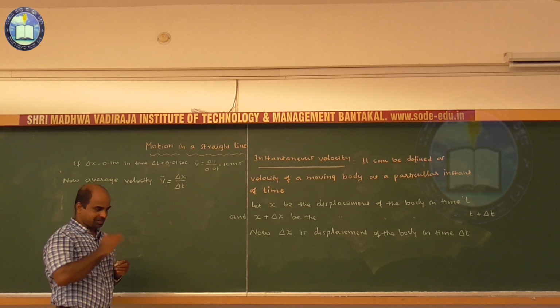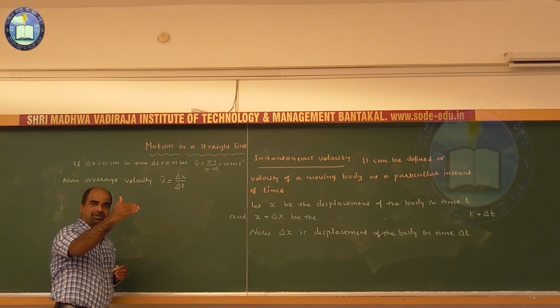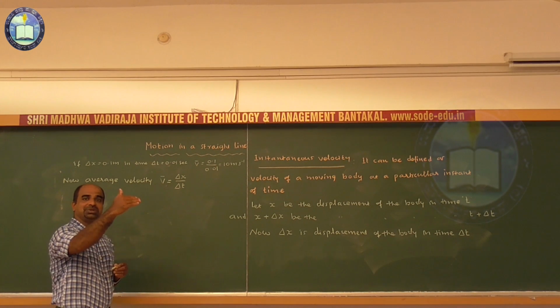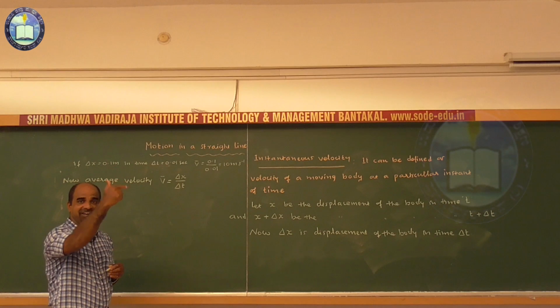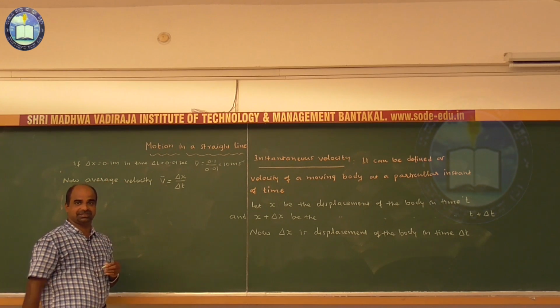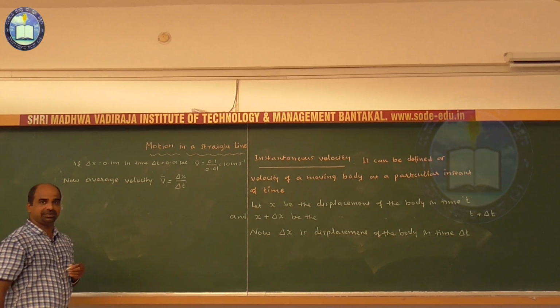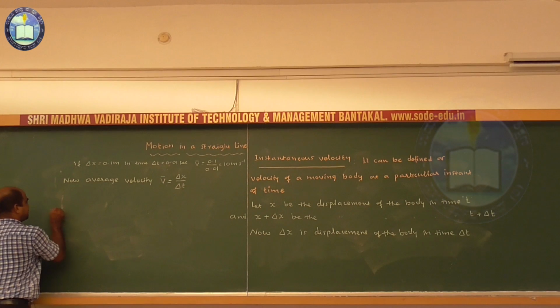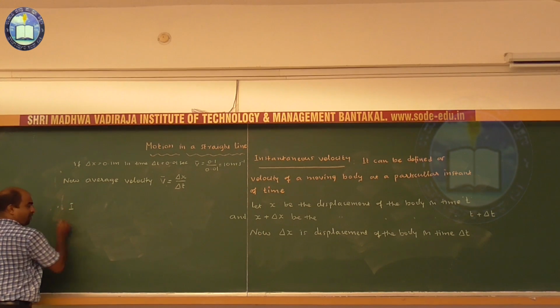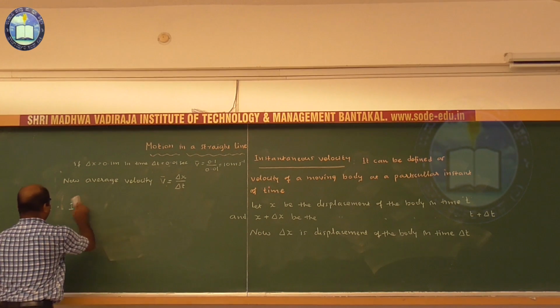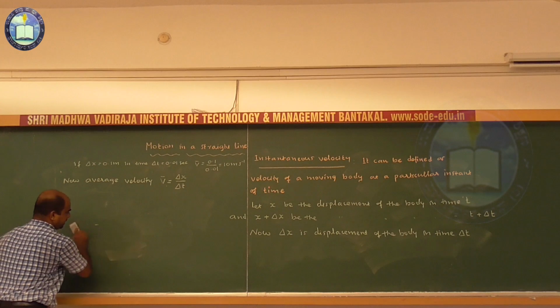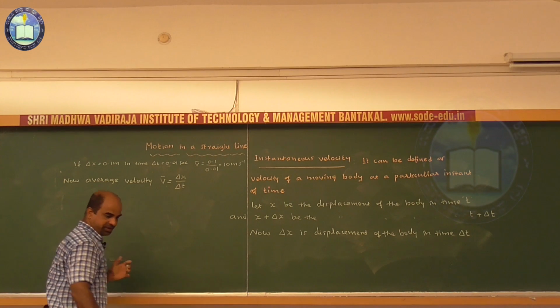See, as delta t approaches 0, then delta x approaches 0, but delta x by delta t has a finite limit. Because there is the finite limit, therefore, instantaneous velocity of a body is given by.